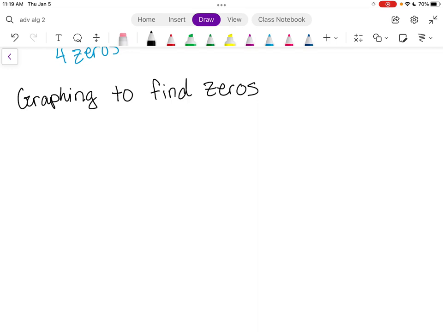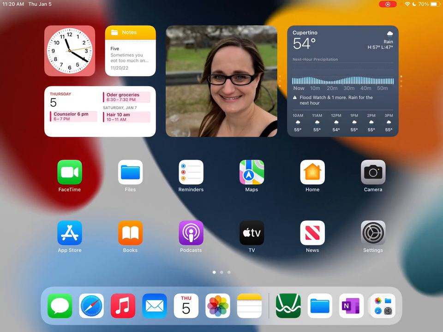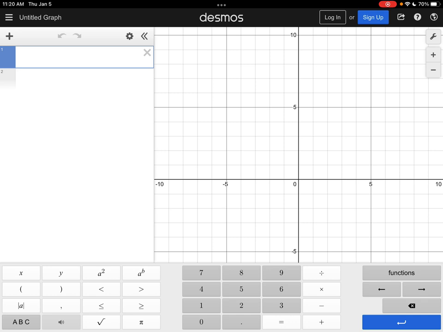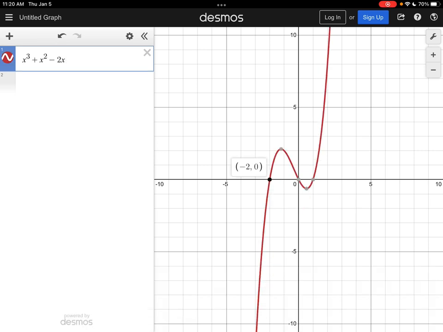Okay, so let's say example 1. Let's say you have f of x equals x to the third plus x squared minus 2x. And what you would do is you would just graph that. Let me show you real quick how that would look. I don't know if I can pull up my Desmos. Oh, I can. There we go. So let's go ahead and graph that. So x to the third plus x squared minus 2x. And right here, where it goes through the x-axis, those are the zeros.